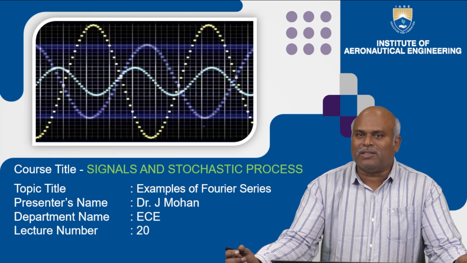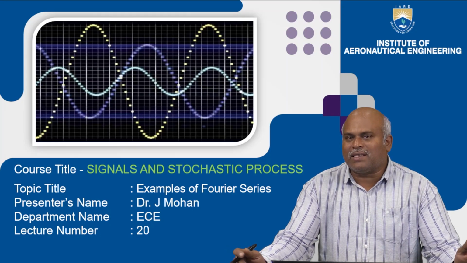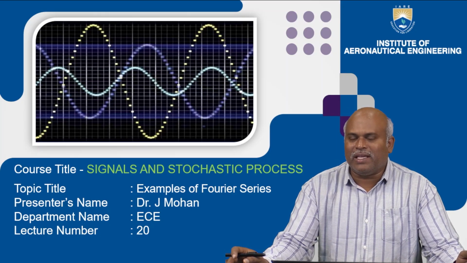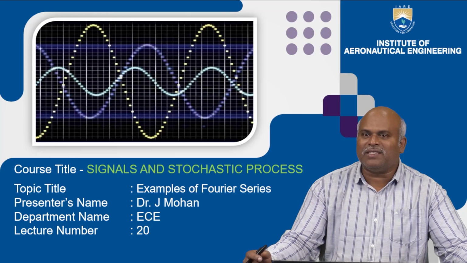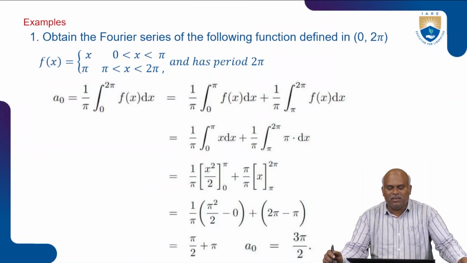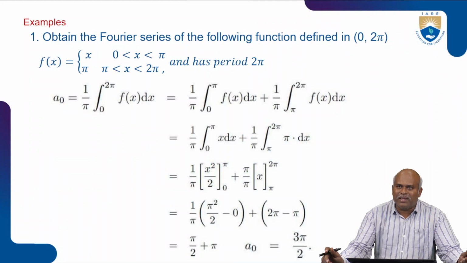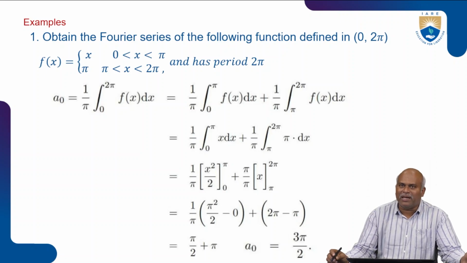Now we can discuss the subheading, examples of Fourier series. Last class we studied the Fourier series properties. Now in this class we go for the Fourier series examples. First example, we received a signal. That signal is represented as a periodic signal.